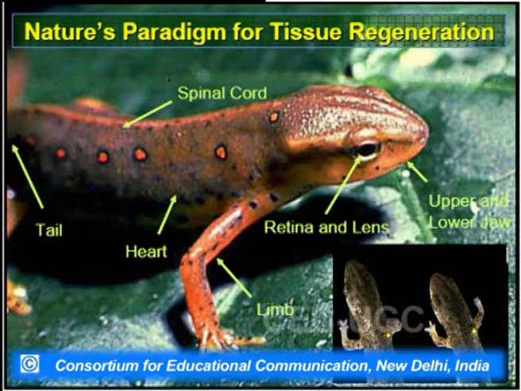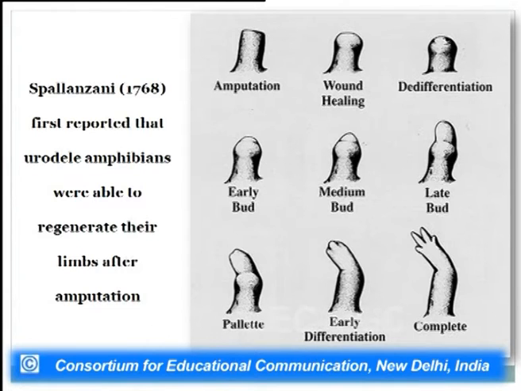And in the insect, it is shown that there is a lost arm, and then it has been regenerated. In the slide, the diagram is already shown. There is a cut part, and then the regrown part is there, and we will study the mechanism of how this occurs. Spallanzani was the scientist in 1768. He first reported that the Urodele amphibians were able to regenerate their limbs after amputation, and this was the series of stages of regeneration which was followed.